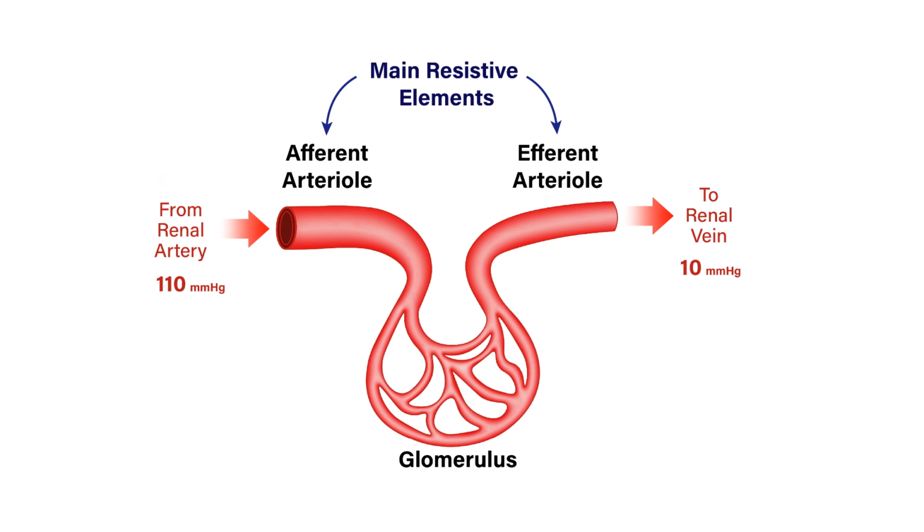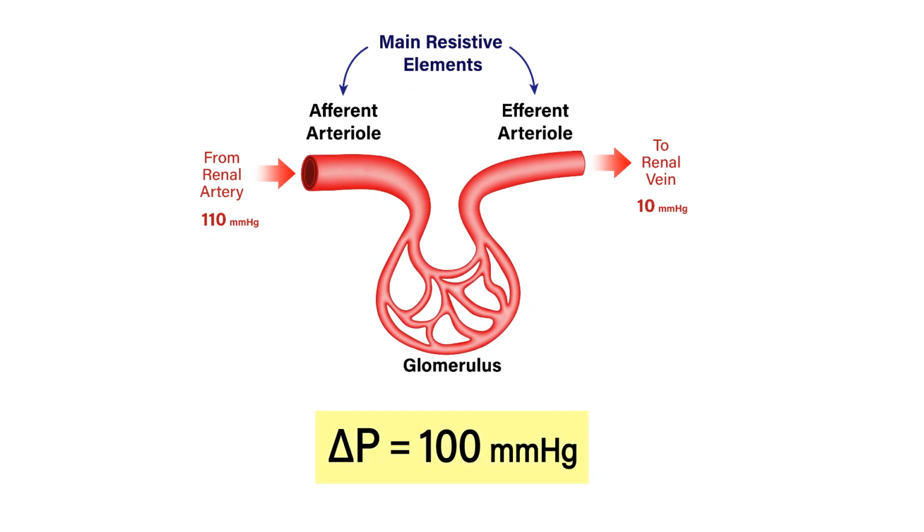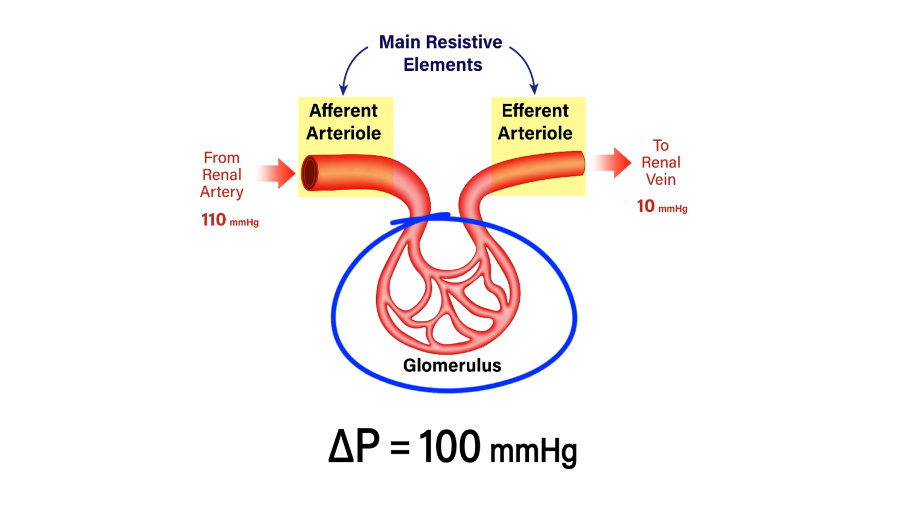That blood passes sequentially through the afferent arteriole, glomerulus, and then efferent arteriole before returning to the venous side of circulation via the renal vein. By then, the blood pressure has dropped to a relatively low value, somewhere in the neighborhood of 10 millimeters of mercury. This represents an overall pressure drop of 100 millimeters of mercury between the blood on the arterial side of circulation compared to the pressure of the blood on the venous side of circulation. How that pressure drop is distributed across the afferent and efferent arterioles determines what the hydrostatic pressure in the glomerulus will be, which will ultimately determine the glomerular filtration rate.